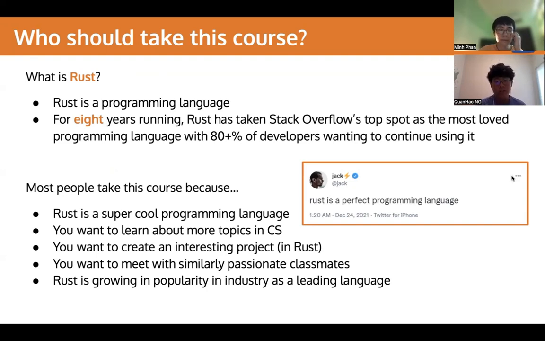Also, there are other reasons why you might want to take the class other than the programming language itself: if you want to learn more topics in CS, or you want to be able to create an interesting personal project using Rust. And lastly, Rust is growing in popularity in the industry as a leading language, being used by a lot of places such as the Linux kernel, and big companies like Cloudflare, AWS, and things like that.